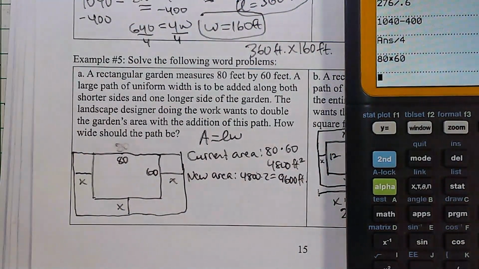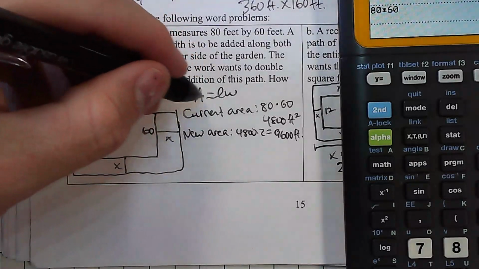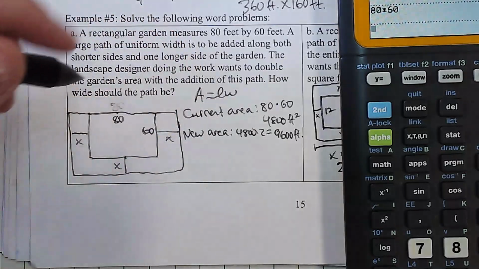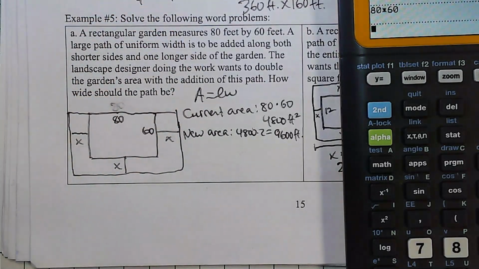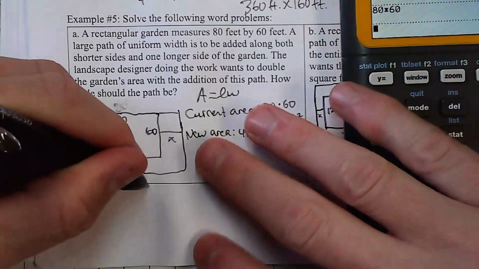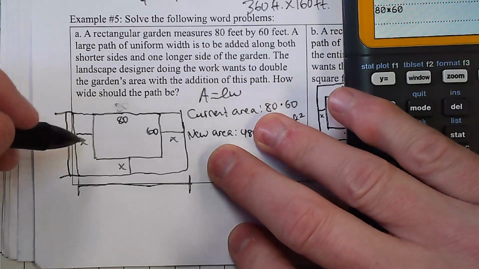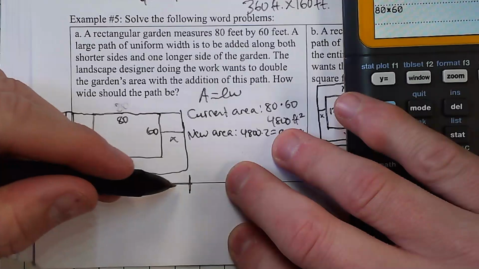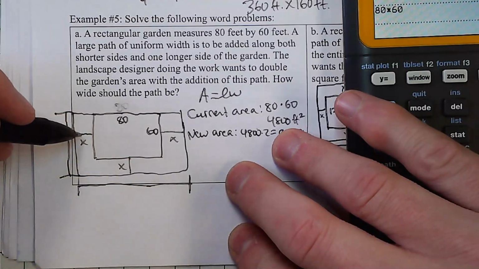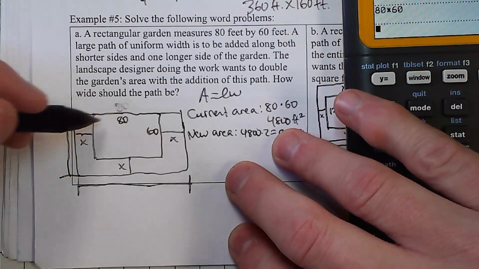Now I need to know the length and the width. So they want the new area to be 9,600 feet. We need to know the length and the width, and I don't know which is which, just one dimension and the other dimension. So we need an expression for this dimension and an expression for this dimension. Let's talk about this dimension. What's composed in this dimension? We have X, 80, and X.